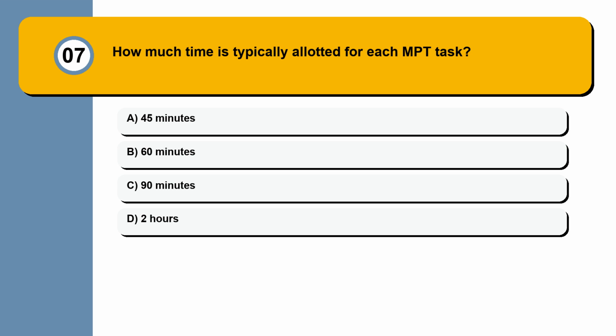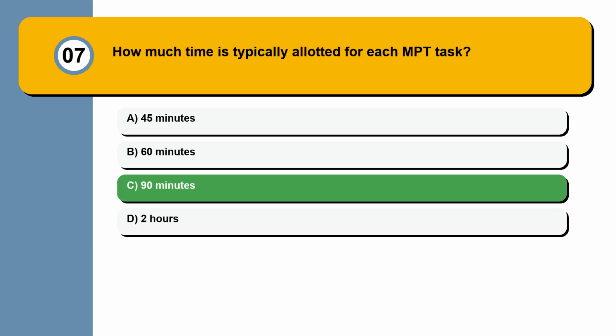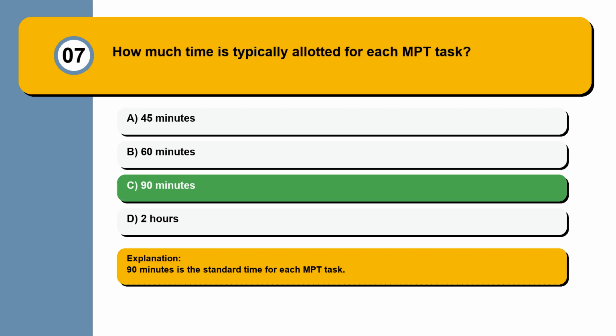Question 7. How much time is typically allotted for each MPT task? 45 minutes, 60 minutes, 90 minutes, 2 hours. 90 minutes is the standard time for each MPT task.